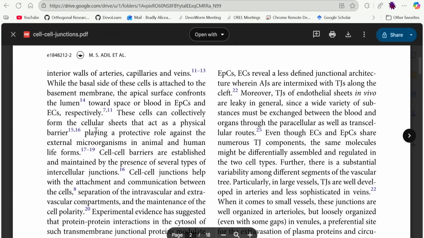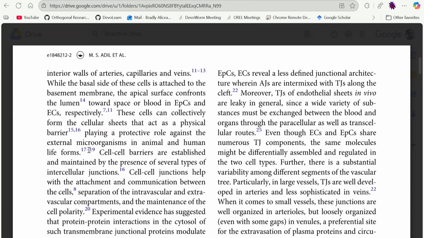These cells can collectively form the cellular sheets that act as a physical barrier, playing a protective role against the external microorganisms in animals. And so this is just in eukaryotic cells, of course, or I guess eukaryotic epithelia, no, prokaryotic epithelia. Okay. So you get this sort of protection against basically infection, or microorganisms doing something in there. So yeah, that's good.